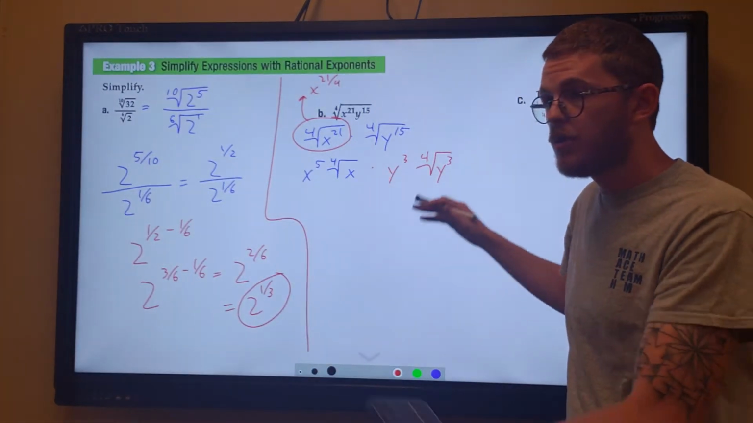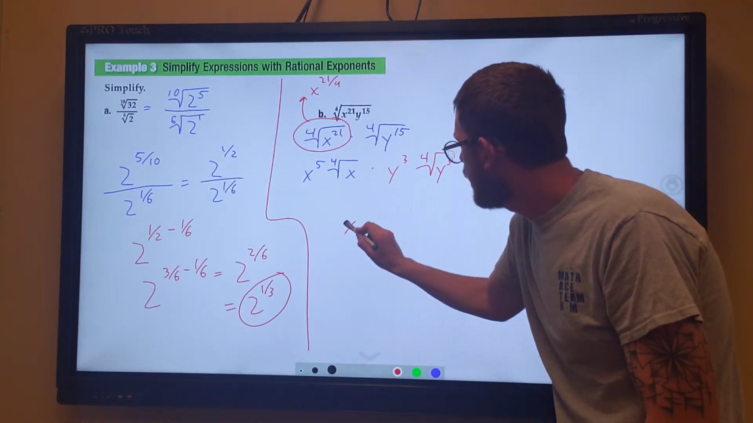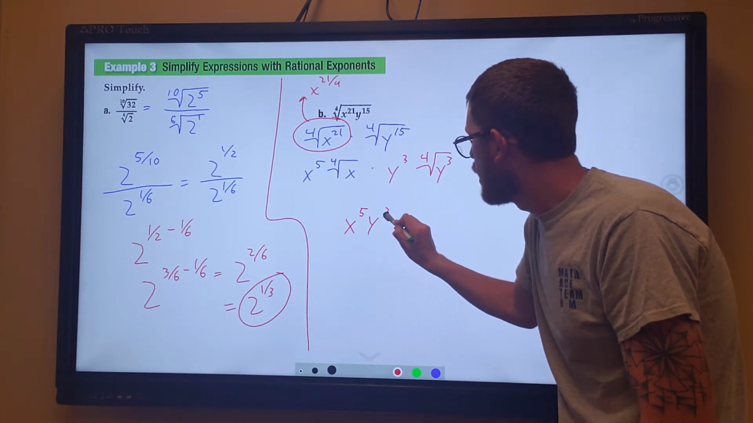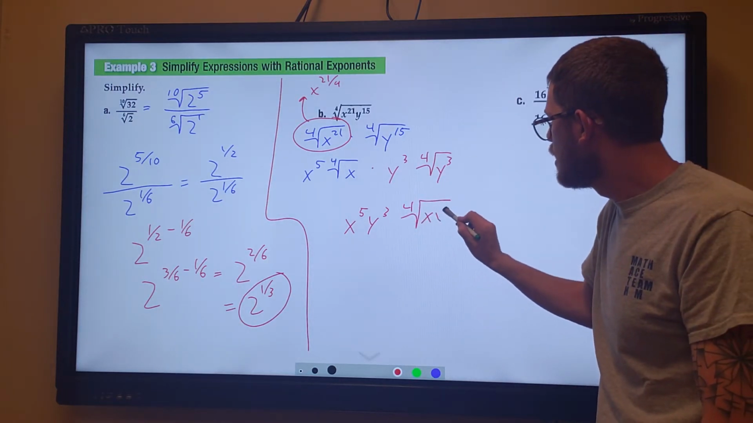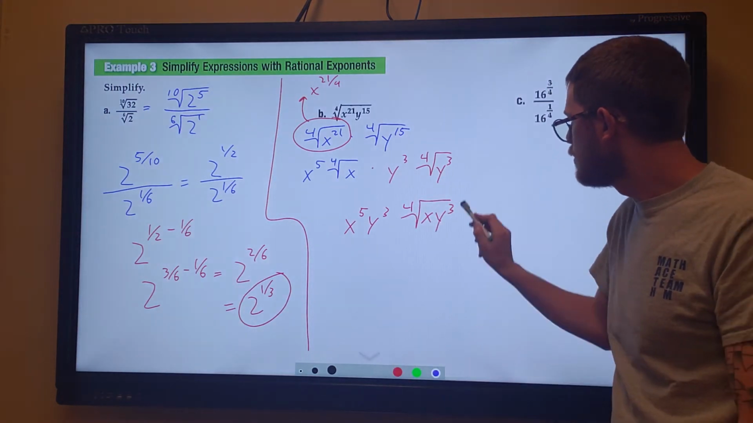We simplify this by bringing it all together. That stuff on the outside, x to the 5th, y cubed. And then we have the stuff on the inside, x y cubed.